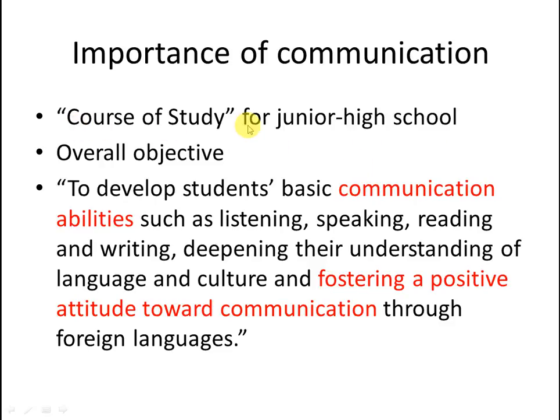The course of study, 学習指導要領, for junior high school says the overall objectives of English are to develop students' basic communication abilities such as listening, speaking, reading, and writing, deepening their understanding of language and culture, and fostering a positive attitude toward communication through foreign languages. So these 3 points are the overall objectives of English at junior high school.